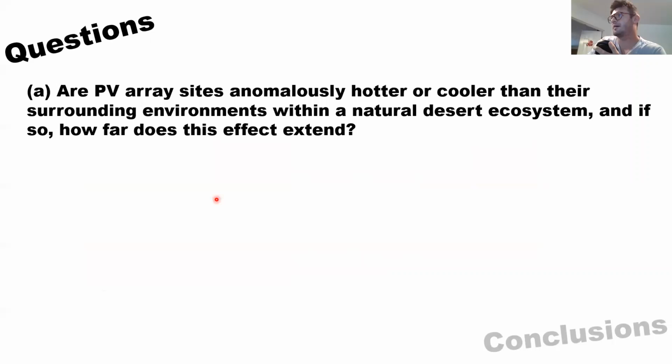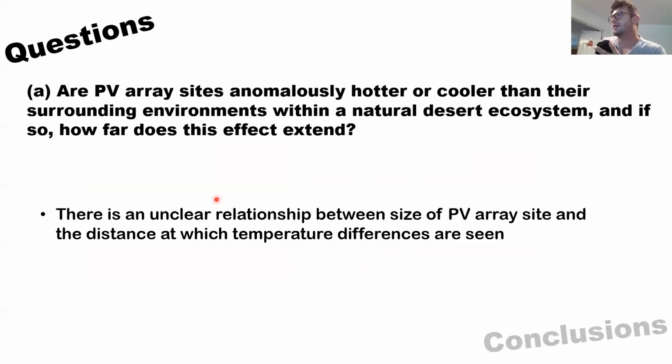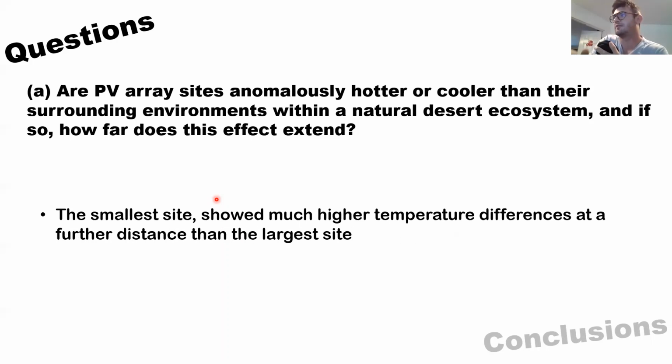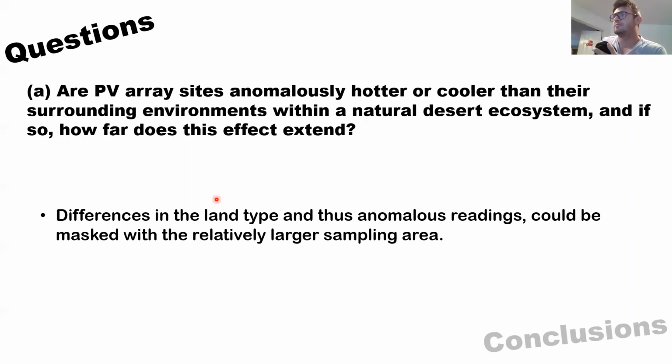So back to my questions: are the sites anomalously hotter or cooler than their surrounding environments? Well, there's an unclear relationship between the size of the site and the distance at which the temperature differences are seen. The smallest sites show the highest temperature differences, and that's probably because those larger buffer zones mask out that variability that might happen within that buffer zone, such as different land cover types or land cover percentages. That would be something to tease out a little bit later.